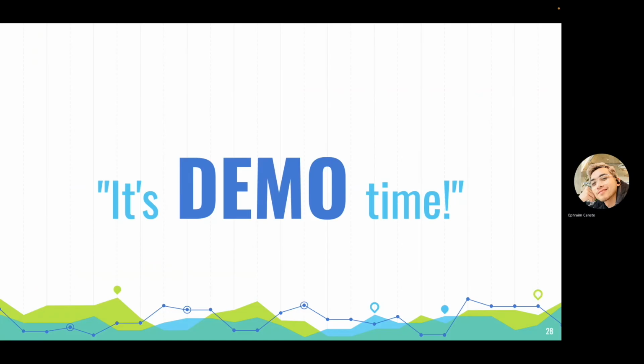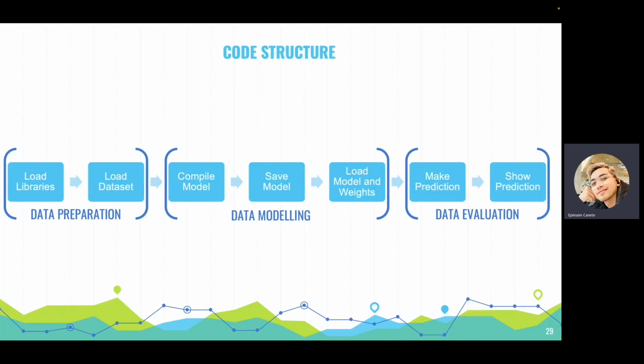Thank you. Hello, everyone. This is Ephraim Cañete, and today we will discuss our demo in this particular section. Let's first go to our code. Our code structure is divided into three different phases of our data science project. The first one is data preparation, where we load our dataset and the libraries and we prepare our data. The second part is our data modeling, wherein we compile our model, save our model, and then load our model and weights. The last part of our data science process is our data evaluation, where we make a prediction and show our prediction. Let's go to the code.